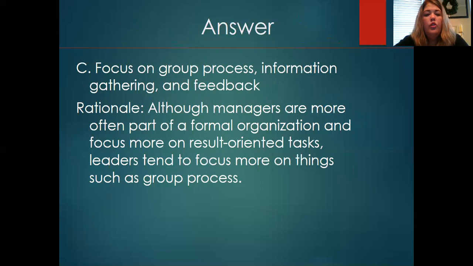Remember, leaders aren't managers, and that's the difference between the two. Although managers are more often part of a formal organization and focus on more result-oriented tasks, leaders tend to focus more on things such as group process.